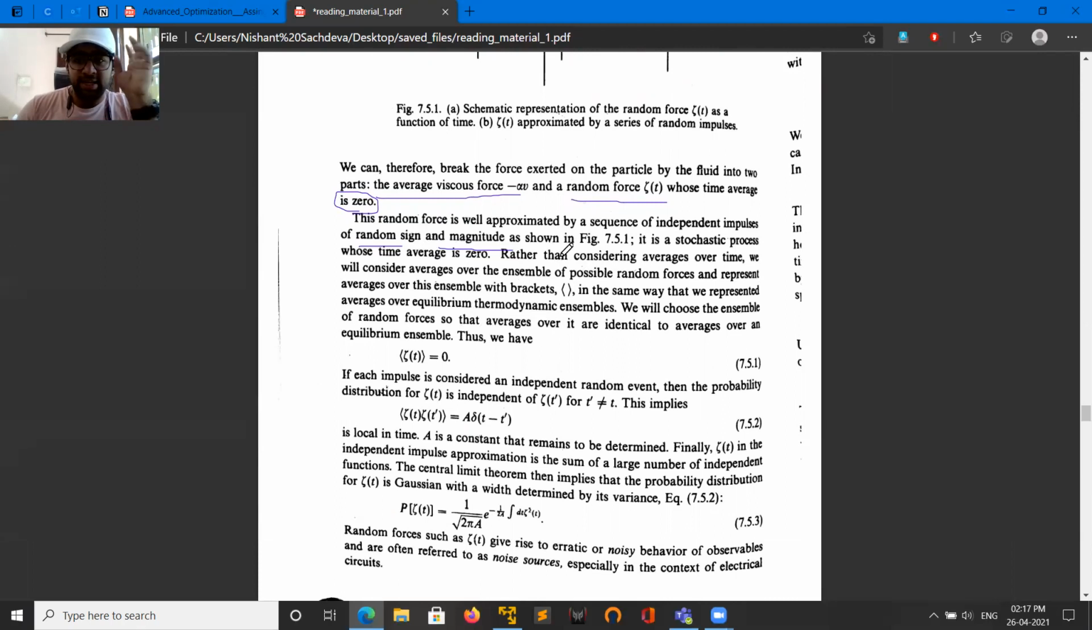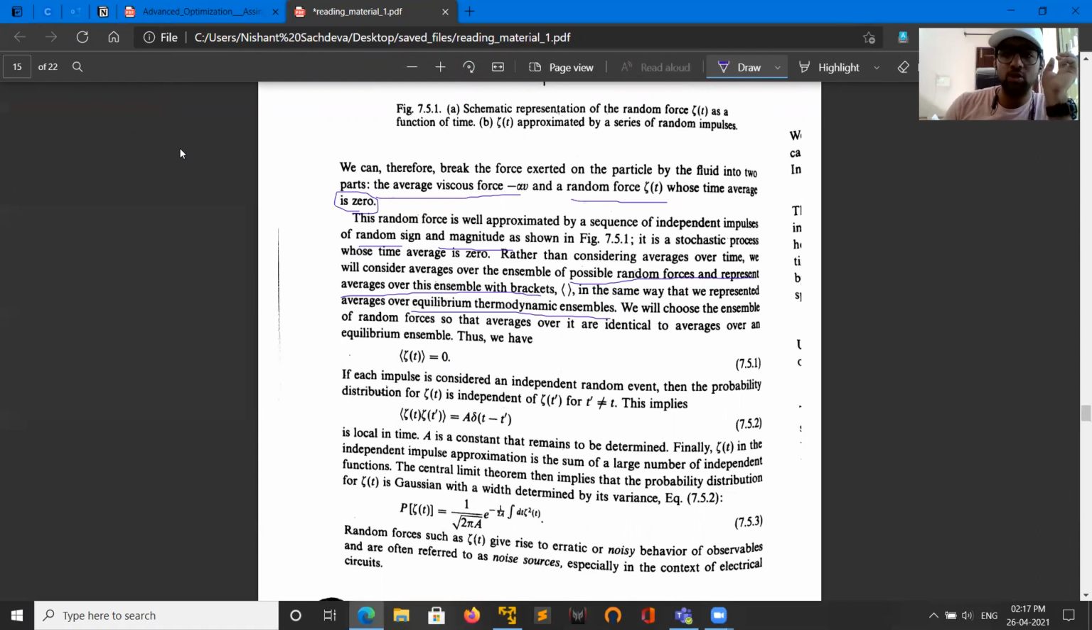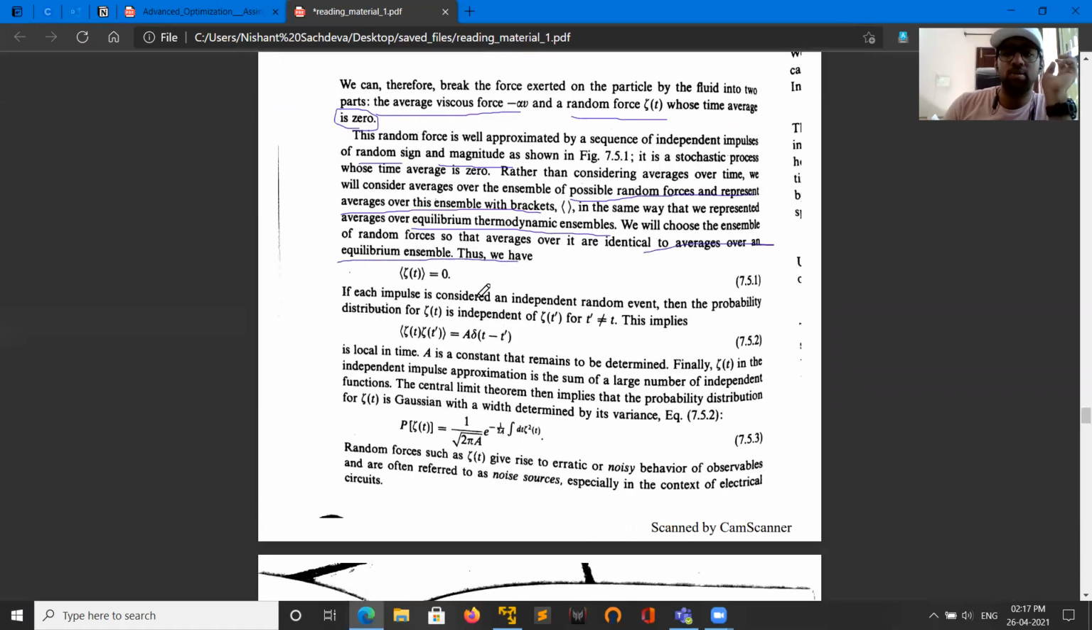Now, rather than considering averages over time, we will consider averages over the ensemble of possible random forces and represent the averages over this ensemble with brackets, in the same way that we represented averages over equilibrium thermodynamic ensembles. We will choose the ensemble of random forces so that averages over it are identical to averages over an equilibrium ensemble. Thus, we have the average as 0.